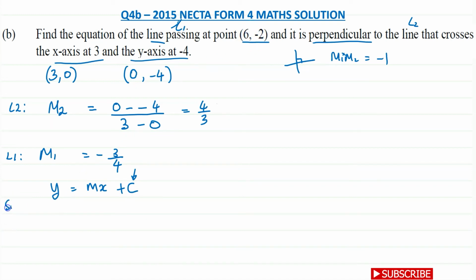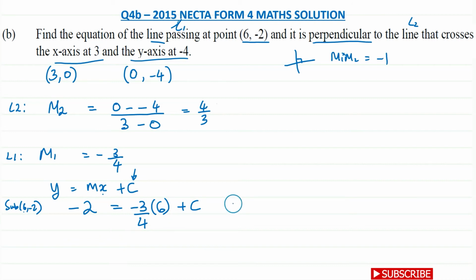Substitute, that means (6, -2). So y is -2. So -2 is equal to, what is my gradient? M is the gradient, -3/4, times x. x is 6. So I'm going to put 6 in there and then add the c.